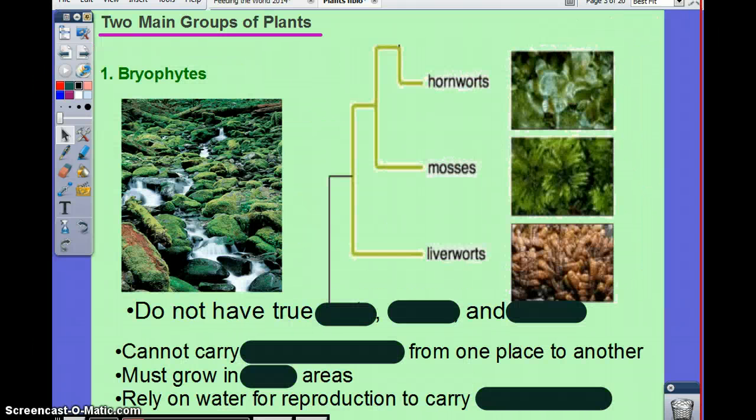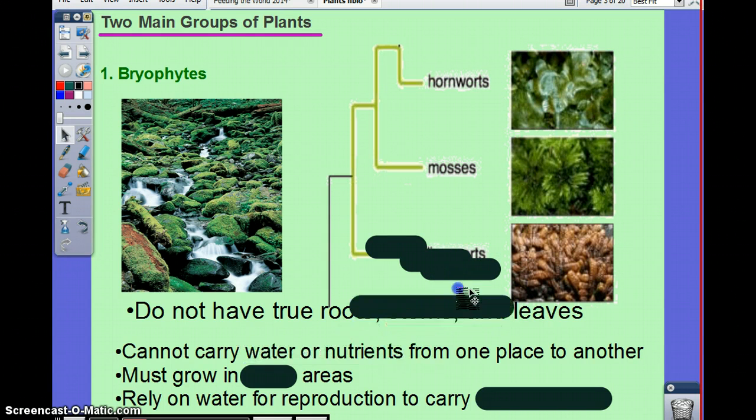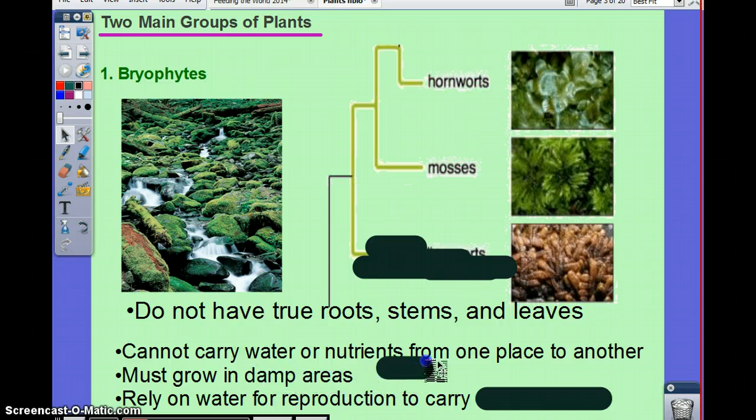So there's two main groups of plants. There's a lot of subgroups, but the first group of plants is called bryophytes. They don't have true roots, they don't have stems, and they don't have leaves. So really, they can't carry out photosynthesis well, it's a slower process. They can't carry water and nutrients from one place to another. They have to grow where there's excessive amounts of water, and they rely on water to transport the sperm and the eggs. So they're kind of like the old plants, okay?